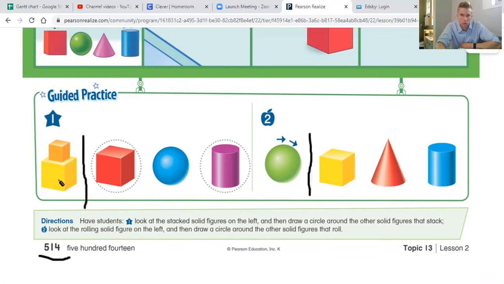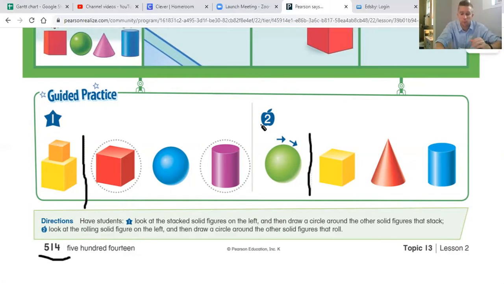It says, draw a circle around the other solid figures that stack. So here, this is a stackable figure right here. Now I want you to draw circles around the other shapes that stack. Okay, so they circled the cube, they circled the cylinder. All right, those two stack. Why? Because they both have flat sides that they can stack on top of each other.